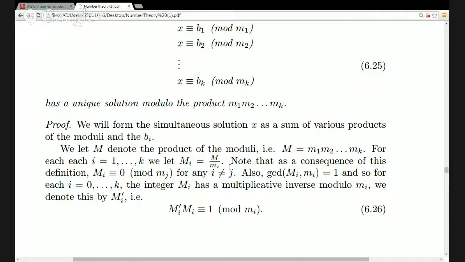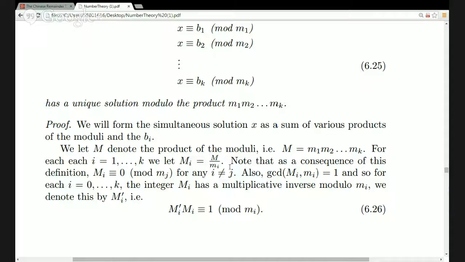My M1 is 35. So my M1 prime is going to be the inverse of 35 modulo little m1, which is modulo 3. To figure out what that is, I should immediately reduce this modulo 3. So what I'm really talking about is the inverse of 2 modulo 3. What's the inverse of 2 modulo 3? 2 times 2 is 4, which is congruent to 1 modulo 3. So M1 prime is 2. Nice and simple.